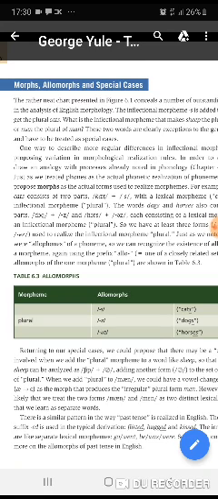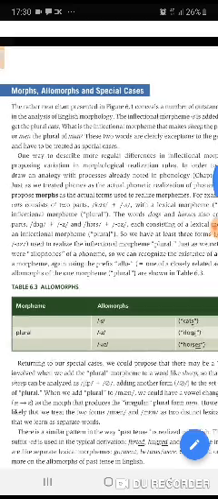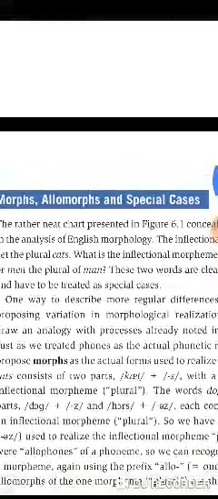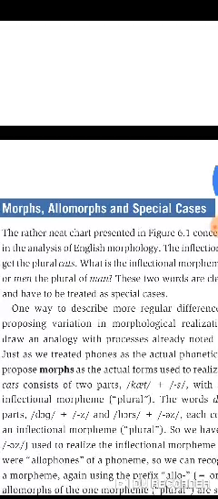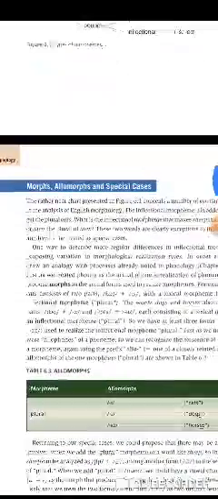This is, in fact, the third discussion on morphology, which appears on page 80 of your book. Let us see what we want to say here. Well, the topic here is morphs, allomorphs, and special cases. So let us see what happens here.